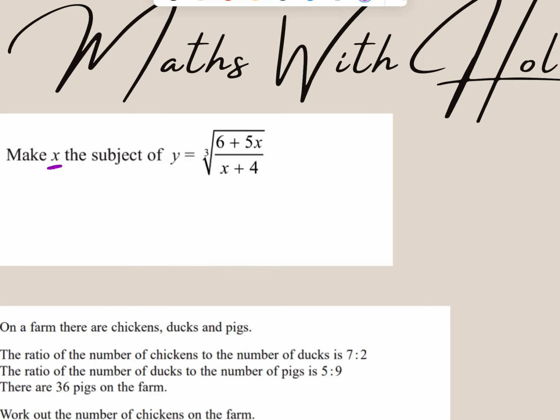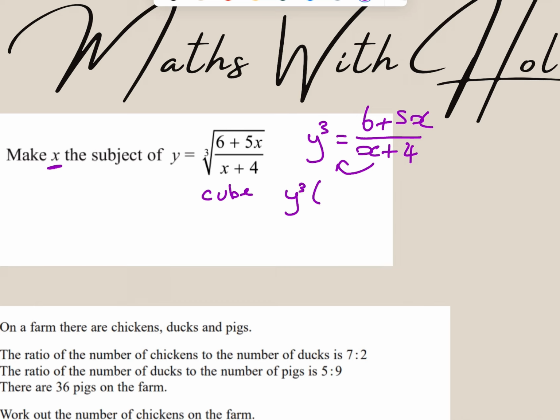So in this question, we're making x the subject, but notice how we have 2 x's. So what we need to do is try and isolate them onto one side of the equation. So the first thing we need to do is get rid of this cube root. So we do that by cubing both sides. So we're going to have y cubed equals, and then you are left with the fraction. Right, now I want to get rid of the fraction, so I'm going to multiply by the denominator. So y cubed multiply x plus 4. So now that fraction's gone.